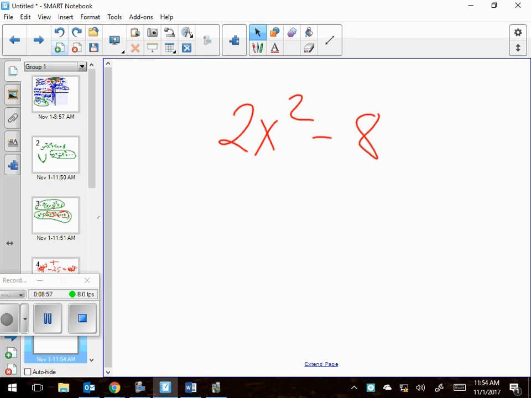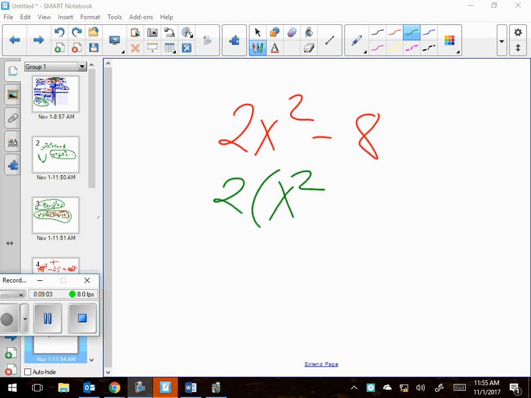I'm pausing while you give this one a try. All right, I will make sure the key is posted tonight. The 2 comes out, and I have x squared minus 4. That's the key to this question, because as soon as you get that far, you'll probably know that you can factor it again.